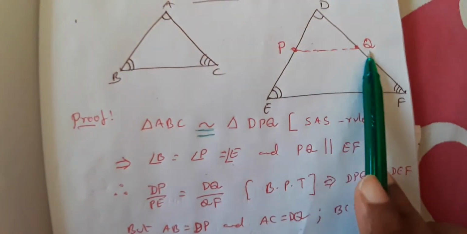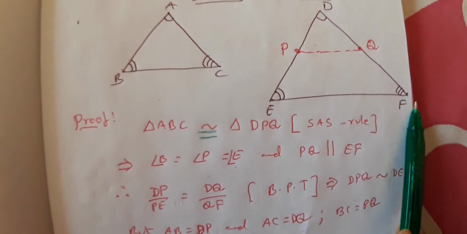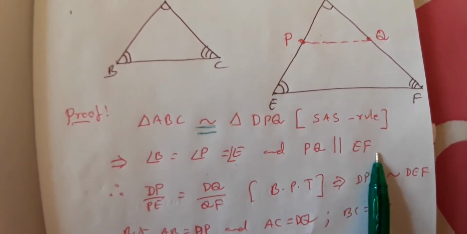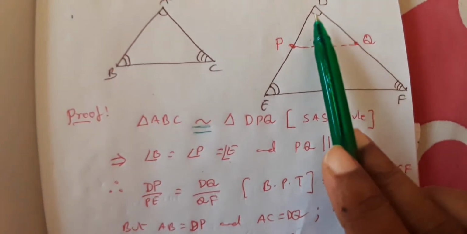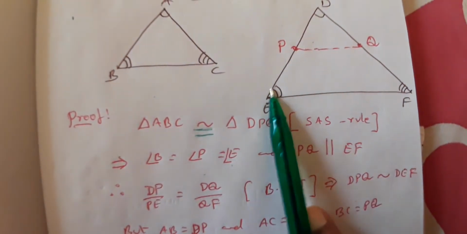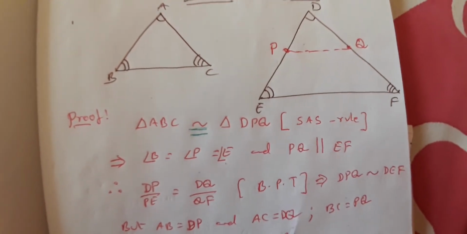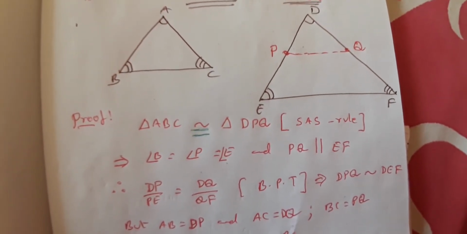Only when PQ is parallel to EF. Is it not? Therefore, we write it here, PQ is parallel to EF. So therefore what we can write, DP by PE is equal to DQ by QF. This is from the basic proportionality theorem, whatever we have drawn.